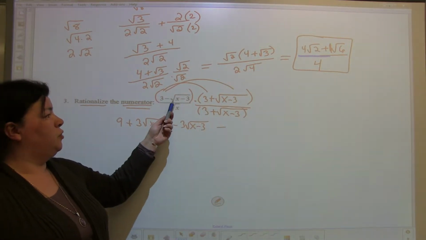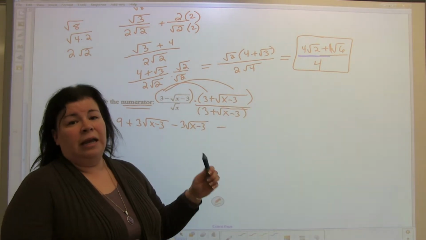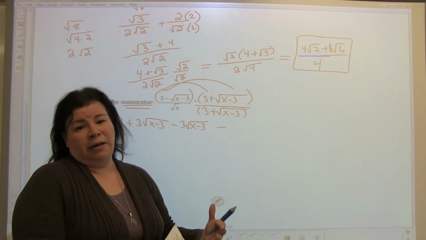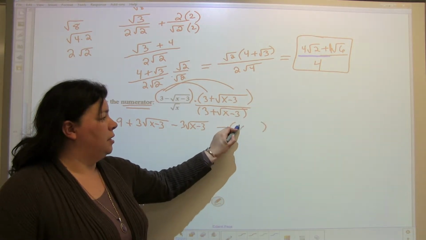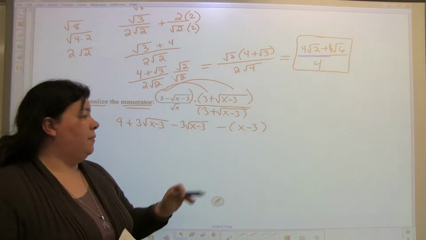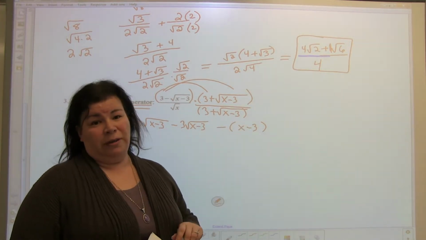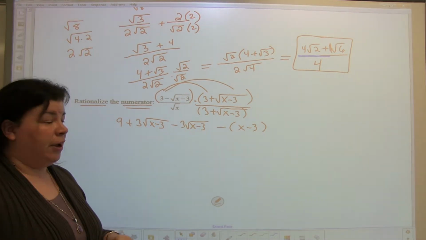But then the square root of x minus 3 times the quantity x minus square root of x minus 3 is just x minus 3, which has to be put in parentheses as a quantity. And then we're eventually going to have to distribute that negative. Okay, so that's our numerator right now. We have some simplifying to do.